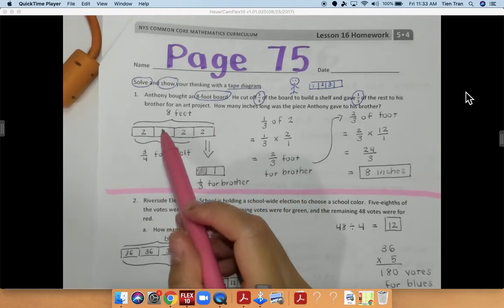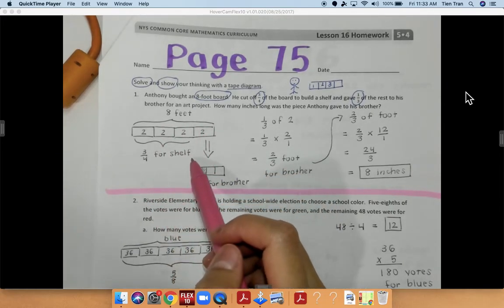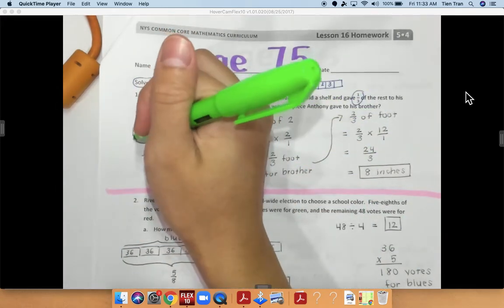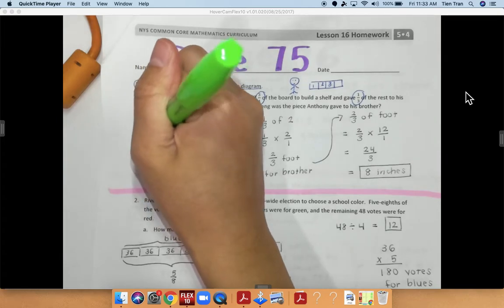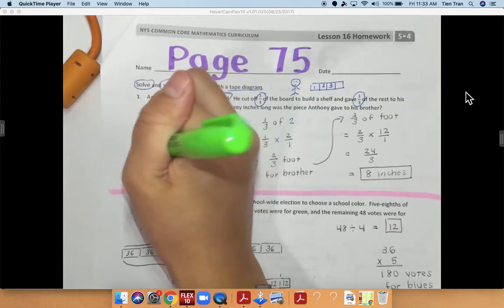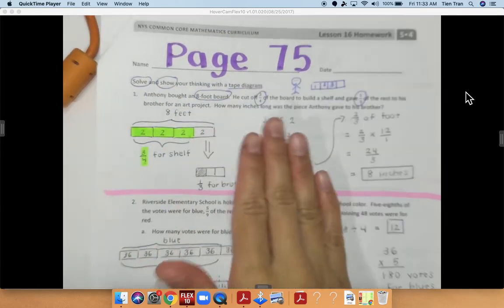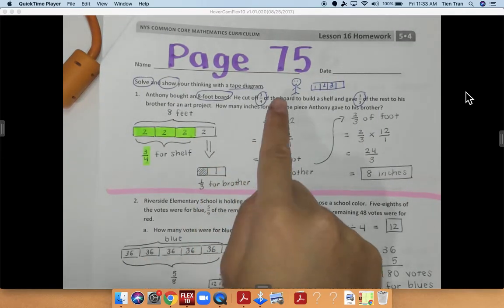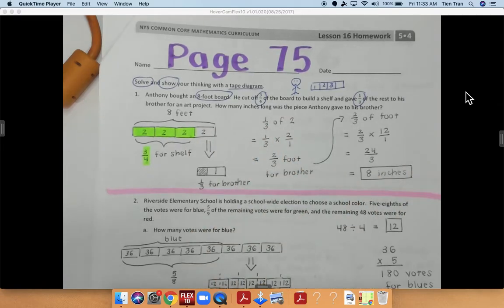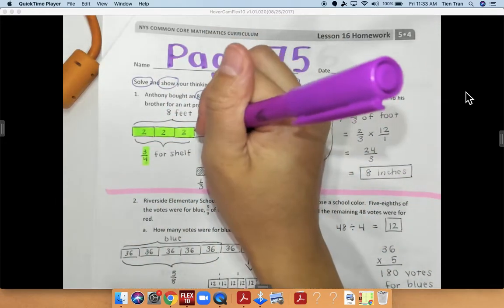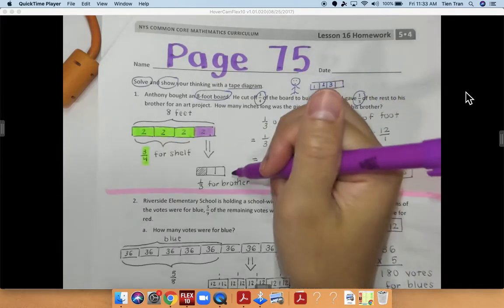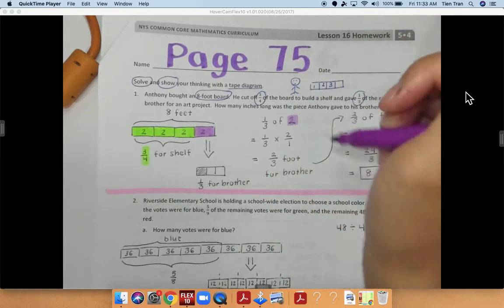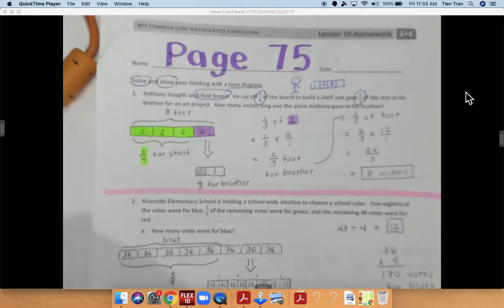I have 8 feet and I have 3/4 for the shelf. So this is the 3/4 piece. I am going to highlight it so that you can see this is the 3/4 piece for the shelf, and all together is equal to 8 feet. Now what we're going to do is multiply 1/3 of 2, because the 2 is the amount that he is going to give to his brother. We don't know how much is 1/3 of 2 until we multiply. So that's why we're multiplying 1/3 of 2.